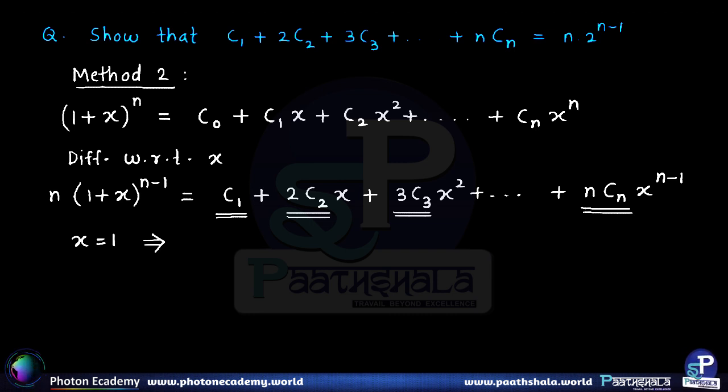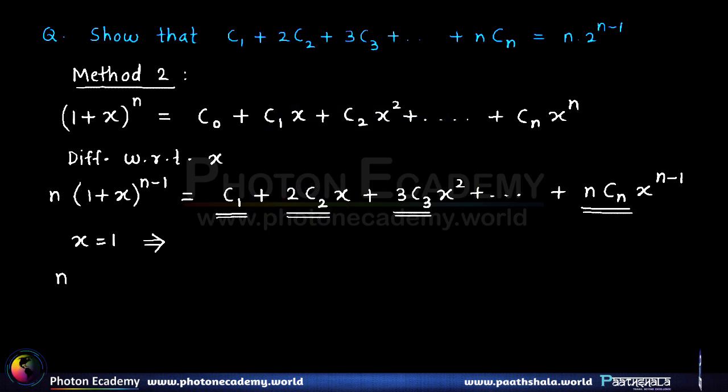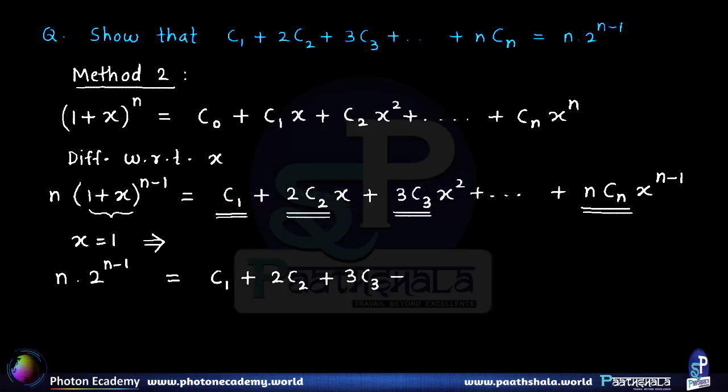So that gives us, on the left hand side, n into 1 plus 1, which gives us 2, so that is n times 2 raised to n minus 1, and on the right hand side we will get C1 plus 2C2 plus 3C3 and so on up to finally nCn. That is simply because all the powers of x will become 1, as x is 1. So this is how it proves the required statement at the end.